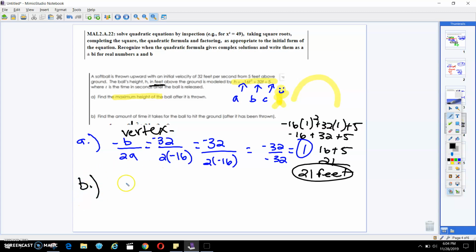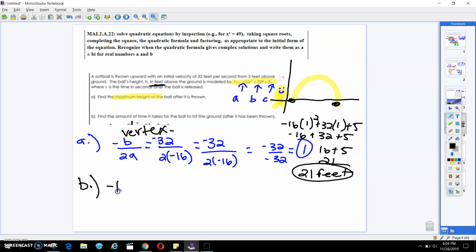All right, part B. It says find the amount of time it takes for the ball to hit the ground after it's been thrown. So we're starting from here, and we're getting all the way to here. So if I put this on a graph, this is actually finding the x-intercepts. So really what I'm going to do here is I'm either going to A, factor, or B, use the quadratic formula. I don't know about y'all, I'm going to use the quadratic formula because these numbers suck, right?